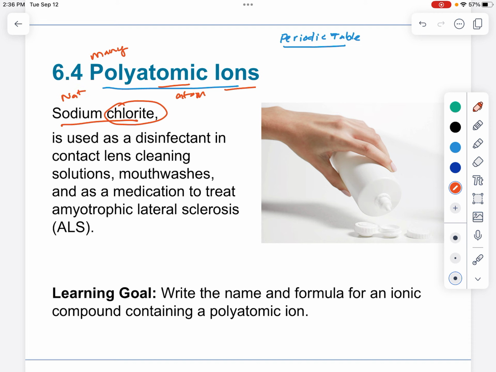One thing I want you to take note of, as I always tell people, is if you see a T in an anion name, it's going to be a polyatomic ion. Because remember, in the last video, we learned that chloride is this. Well, chlorite is something else. It's a polyatomic ion. We're going to go over those now.